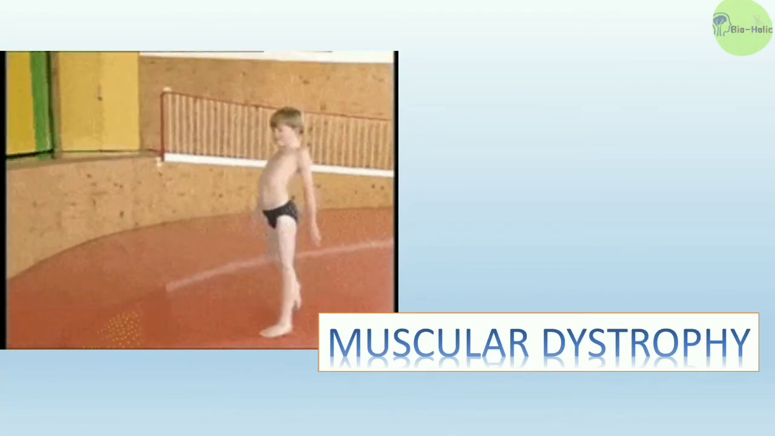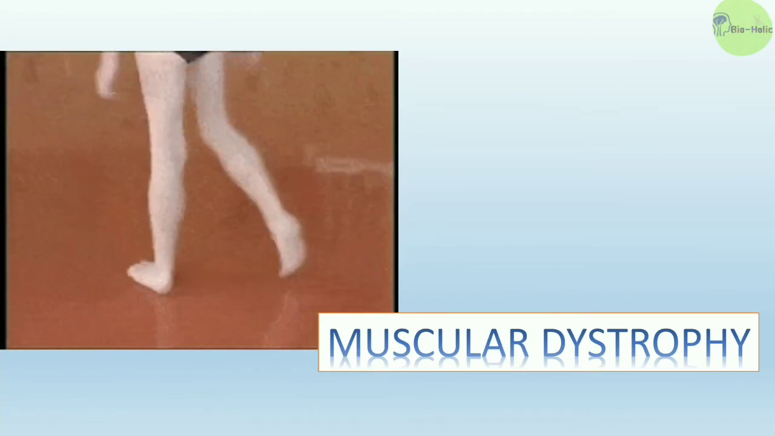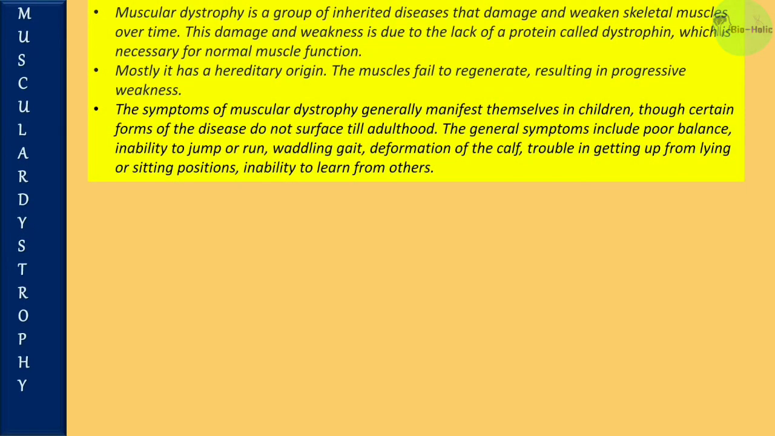Next is muscular dystrophy. Muscular dystrophy is a group of inherited diseases that damage and weaken skeletal muscles over time, and this damage and weakness is due to the lack of a protein called dystrophin. That's why this disorder is named muscular dystrophy. This dystrophin is necessary for normal muscle function. Mostly, muscular dystrophy has a hereditary origin. The muscles fail to regenerate, resulting in progressive weakness.